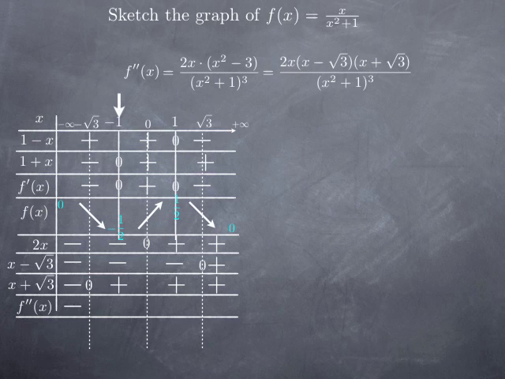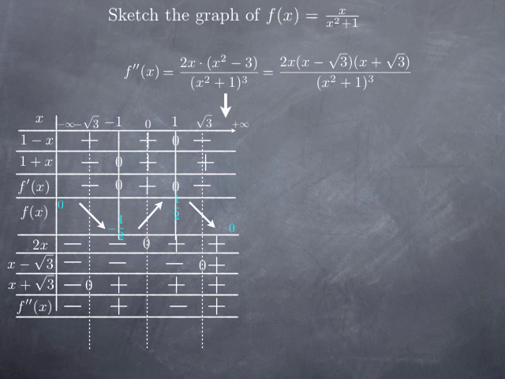Between negative root 3 and 0, I have two negative factors, one positive factor, so the product is positive. Between 0 and root 3, I have one negative factor, an odd number of negative factors, so I have a negative product. And if x is greater than root 3, all three factors are positive, so the product is as well. If we interpret that in terms of concavity, when the second derivative is negative, the function is concave down.